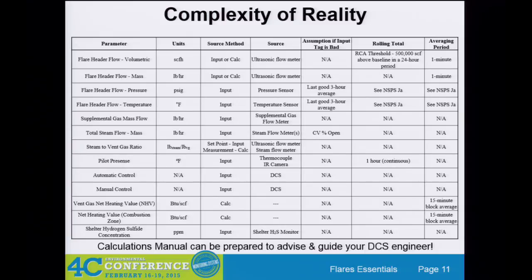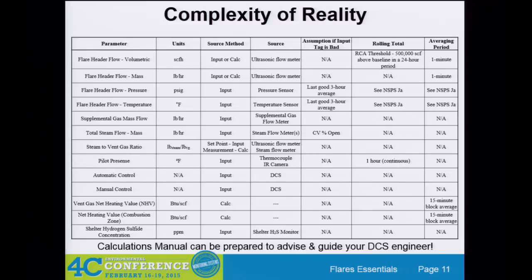Okay, this is just an illustration. This is a partial list of the DCS calculation manuals we've put together to look at. You have various parameters, all in different units. Where's that coming from?